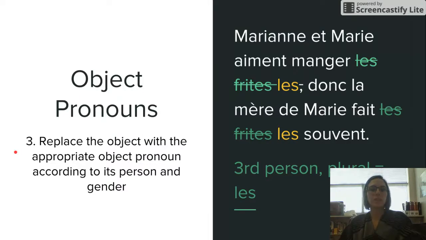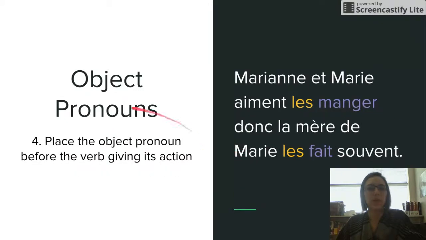And then our third and last step is to replace the object with the appropriate object pronoun according to its position and its person and its gender, okay? So we identify that the objects are les frites in both parts. We can replace that with les. And so then we place the object pronoun before the verb, giving it its action. All right, so we're still talking about French fries, and we could, in the first half of the sentence, actually leave les frites because we didn't have to get rid of it in the first half of the sentence, but we just did in this same situation.